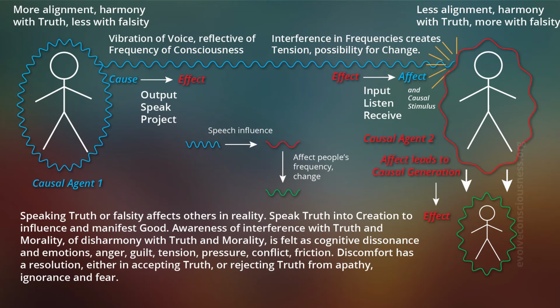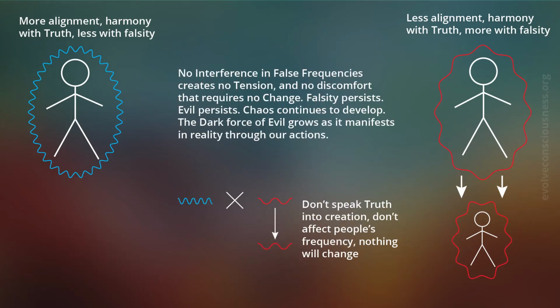So infographic number 5 just represents what happens when no one speaks. You have someone in a higher frequency rate of vibration, and you have people in lower frequency rate of vibration. And what happens when no one's talking, when you're not speaking truth into existence to another person to try to raise them? Well, no interference in the false frequencies creates no tension. So the person in red, there's no tension, therefore there's not going to be any change. There's no interference in their falsity, and there's no discomfort that requires change.